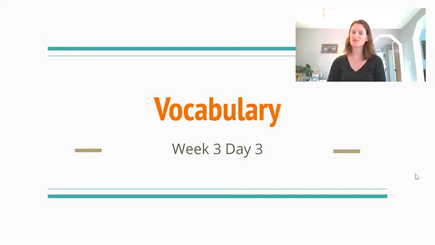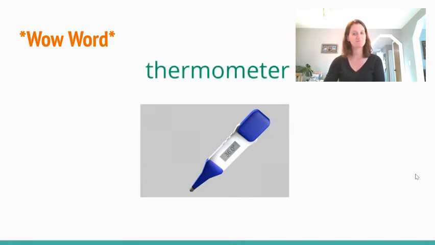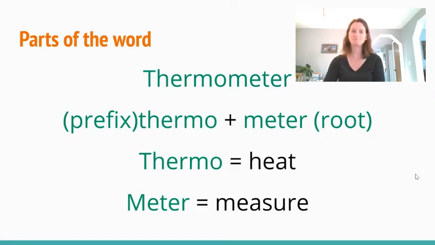It's a wow word. And that's a word we're going to study and look at together and find out about the different parts. Okay? So, our wow word for today, you may have guessed by looking at the picture, is thermometer. And we are going to look at the different parts of this word thermometer and see if we can learn something about those different parts.